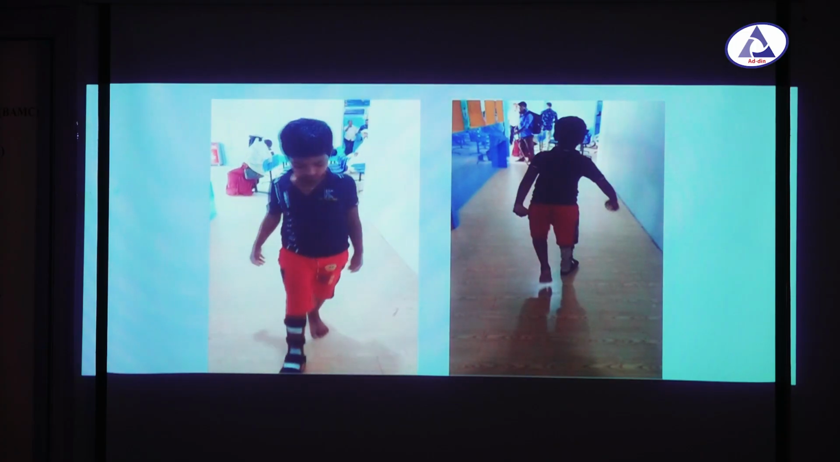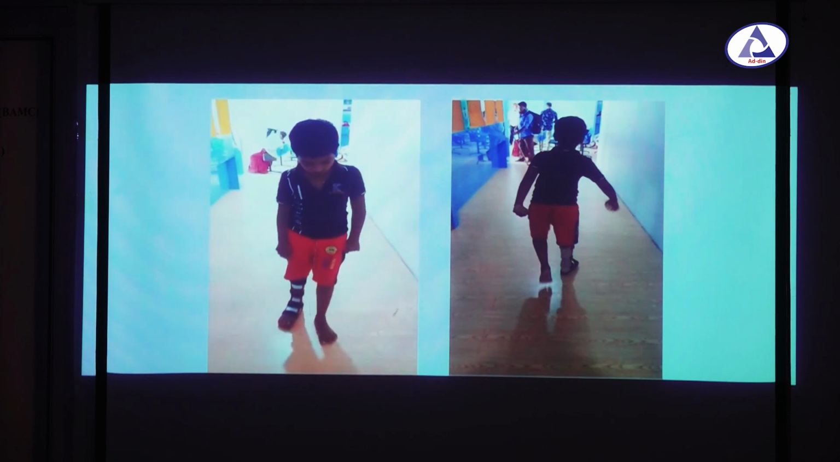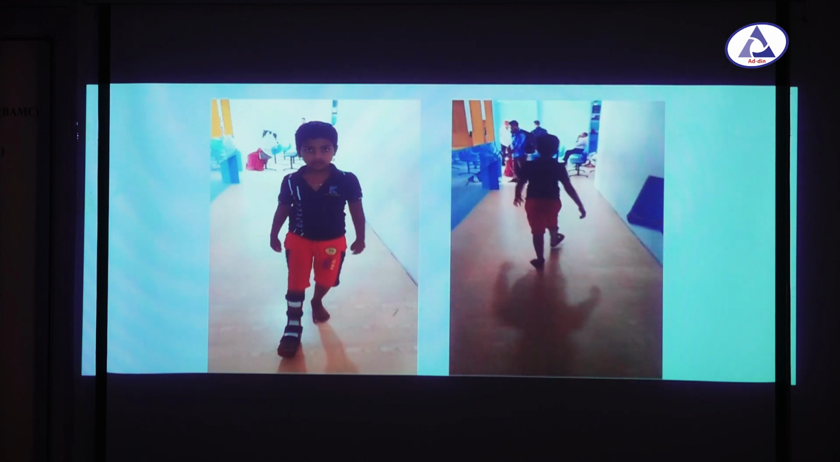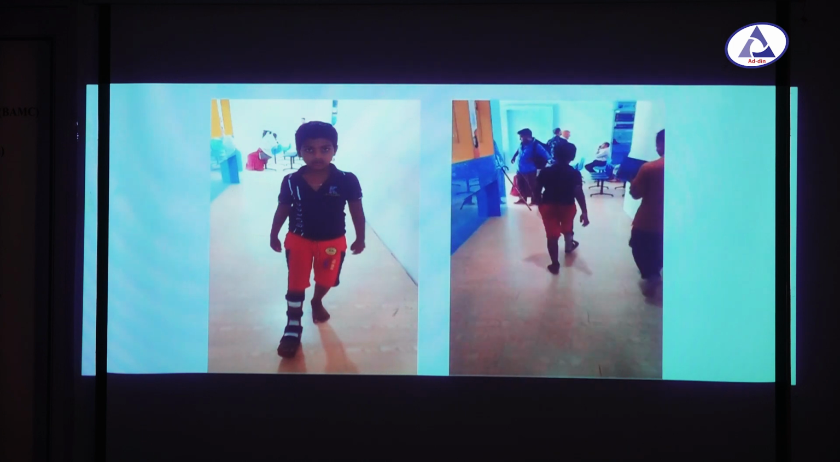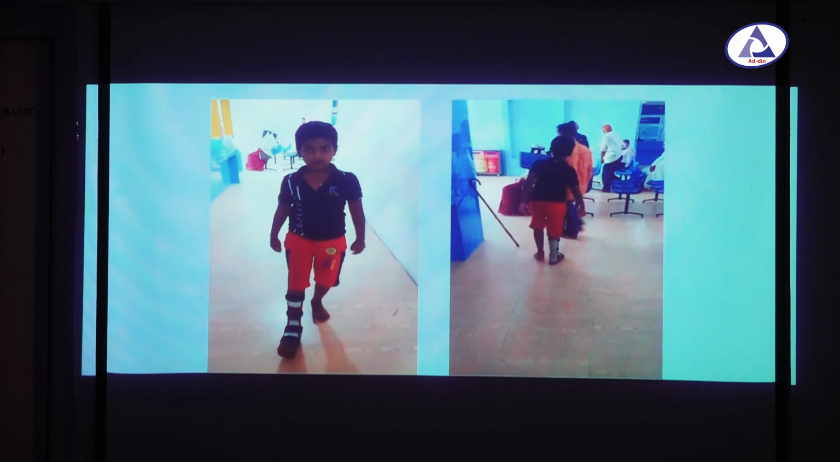This is the video after removal of the external fixator. Patient is walking very nicely. And this is another image from the back. Patient is walking very nicely and it is painless, and here some limping gait is present.